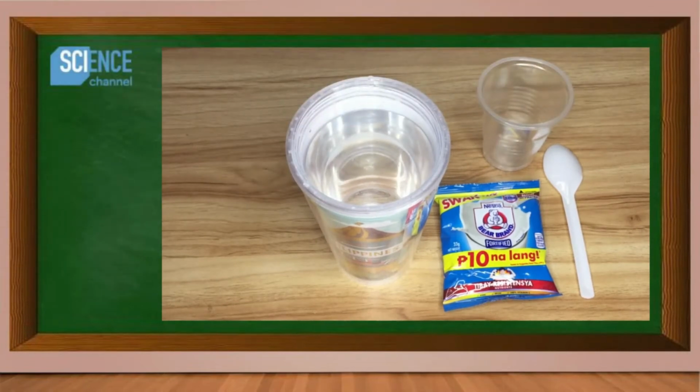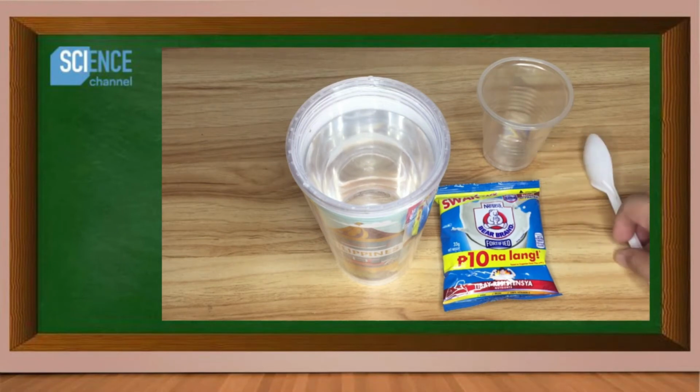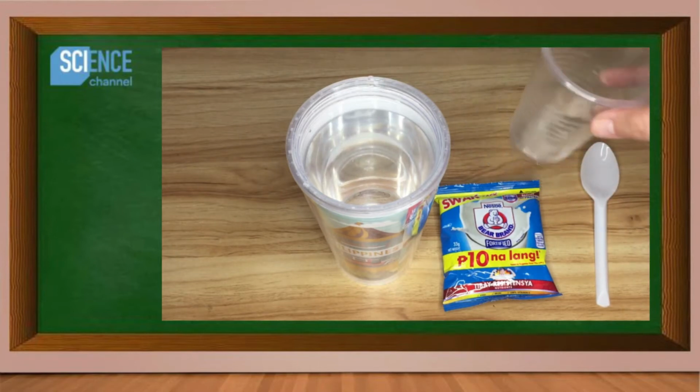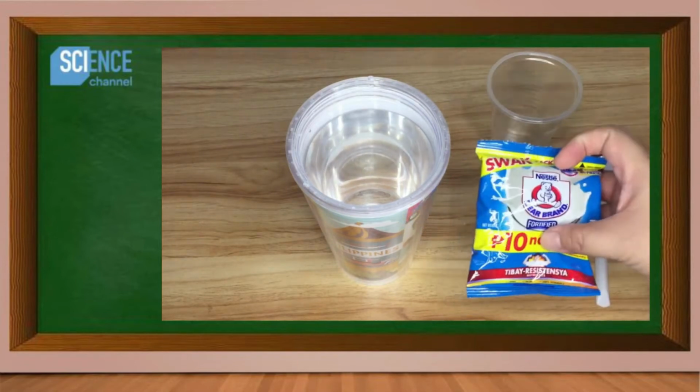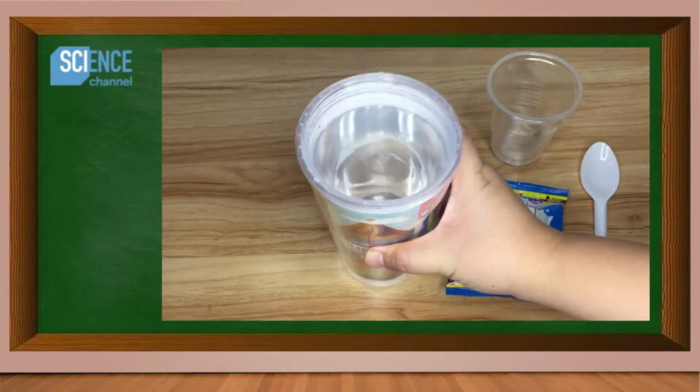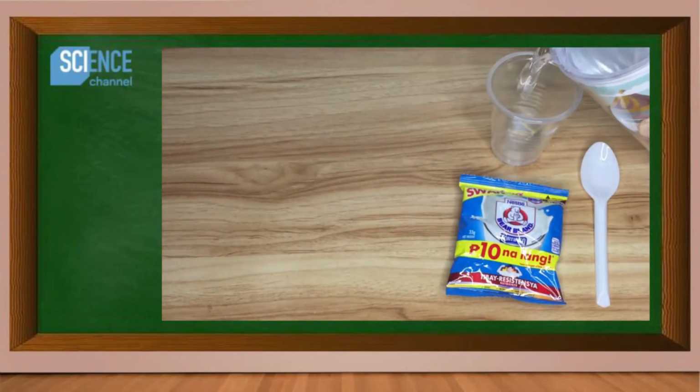Ask the assistance of your parents or guardians in doing the following activities. Prepare the following materials: plastic spoon, plastic glass, milk, and water. Put the water in the drinking glass.